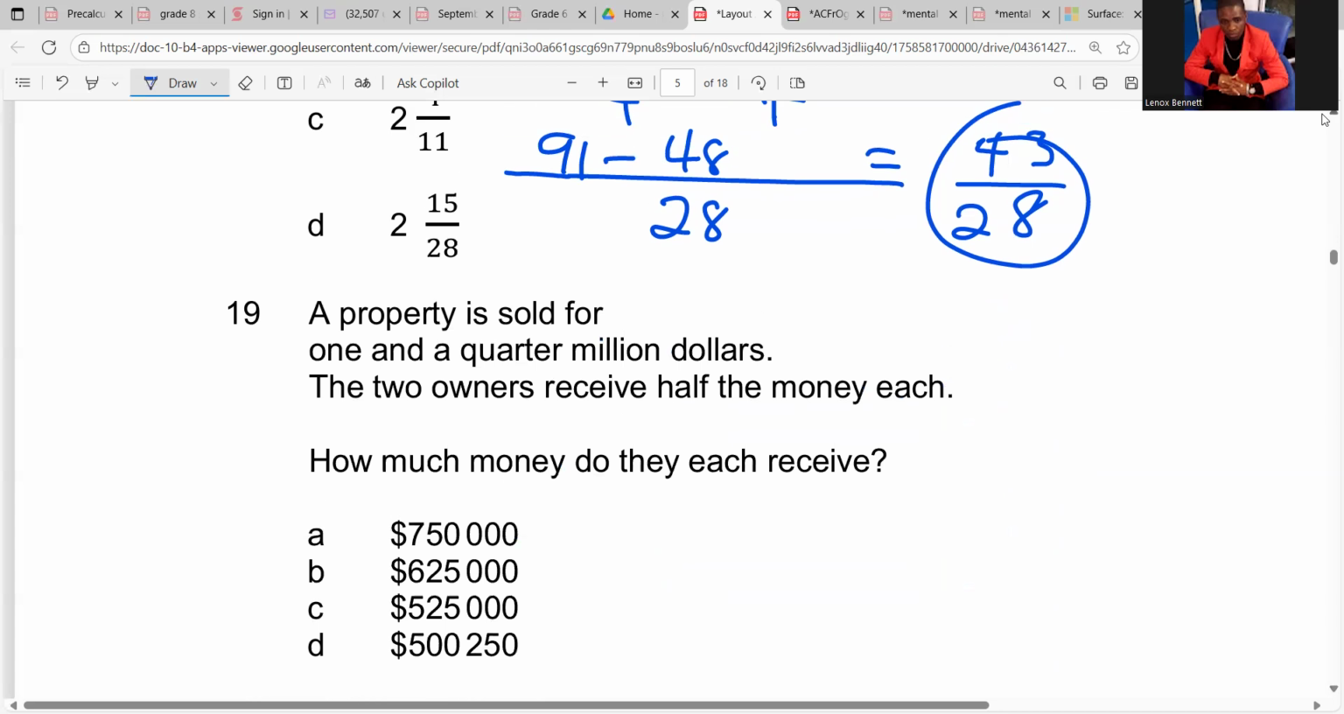A property is sold for $1.25 million. The two owners receive half of the money each. How much money do they each receive?